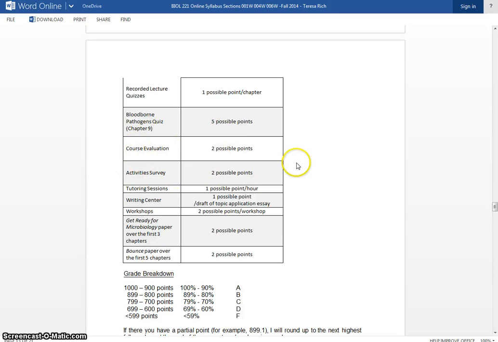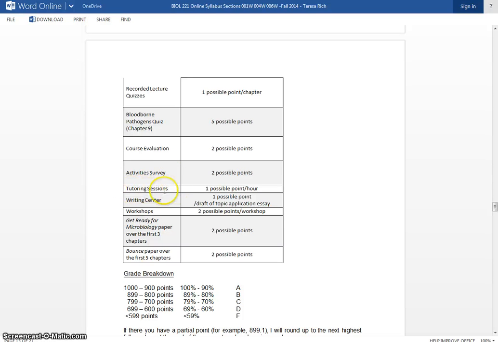Course evaluation. This is how I know how to improve the course. So please, please, please, please take the course evaluation. And I'll give you 2 points for that. There's an activity survey. It's a little more specific than the course evaluation. Lets me know which activities worked for you, which ones didn't.